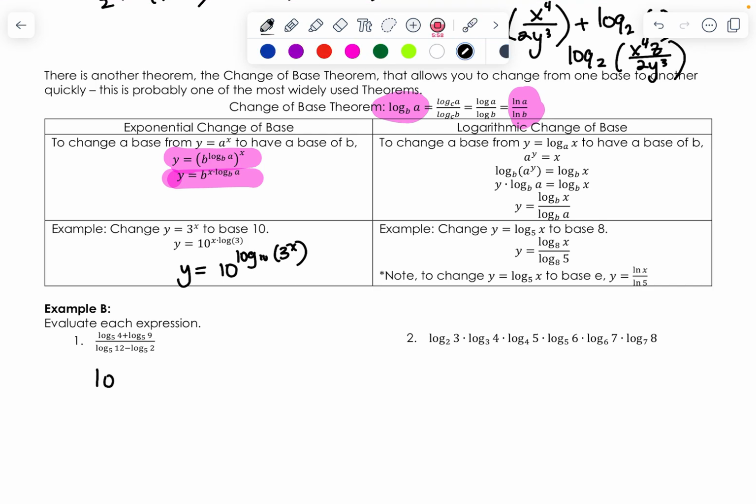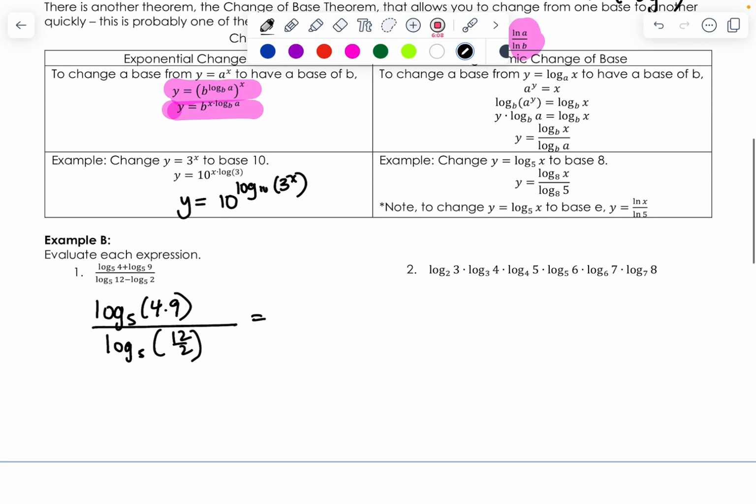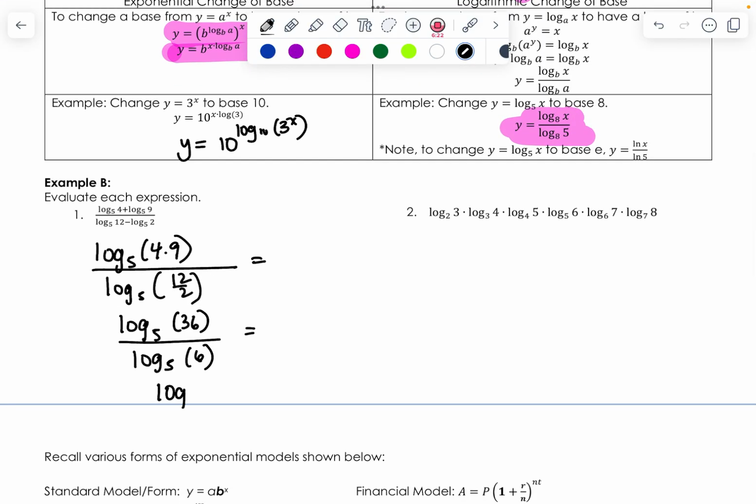So the first thing I'm going to do is condense this using the product property, and then here the quotient property. So then that's log base 5 of 36 over log base 5 of 6. Well, I can use this property right here and change this to log base 6 of 36, which is in fact 2.